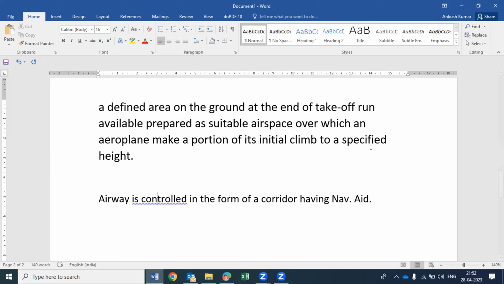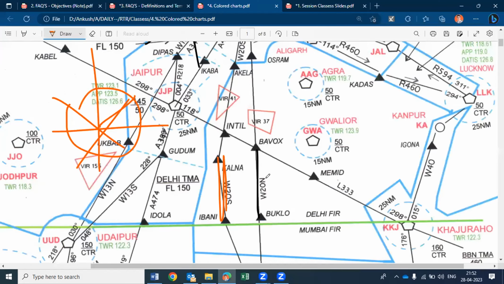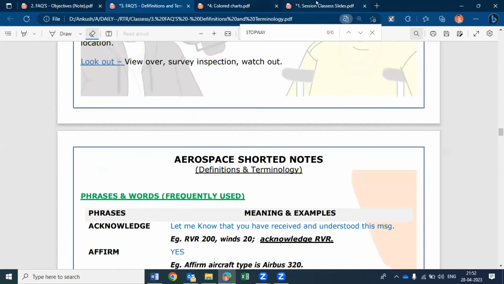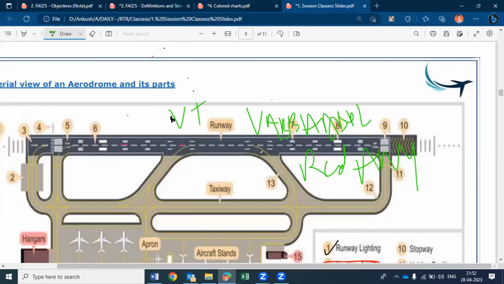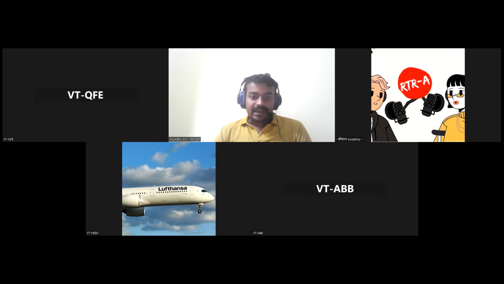Now, the center line of runway. See here. Okay. Please note down the colors for taxiway and runway.